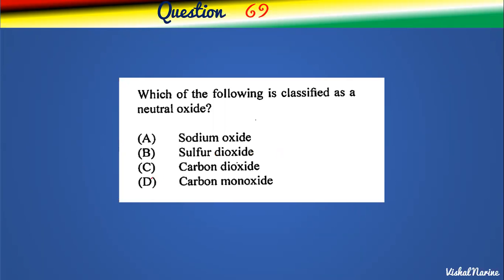All right, so the answer there is D, carbon monoxide. Sulfur dioxide and carbon dioxide are acidic oxides, and sodium oxide is a basic oxide.